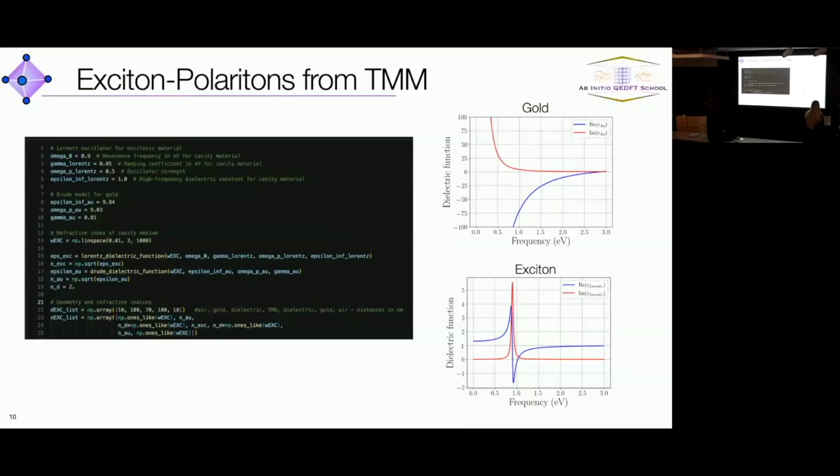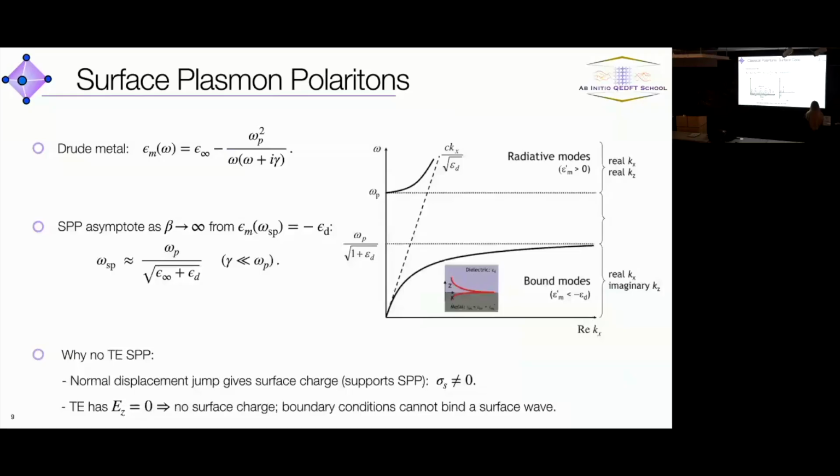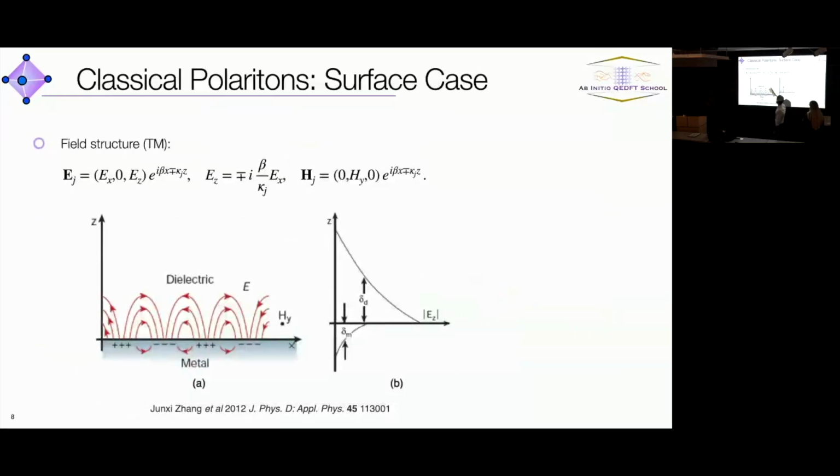So let's say this one is epsilon 1 and this one is epsilon 2. This one is negative and this one is positive. Then you get the situation where kappa is real. If it's real, you get this exponentially decaying.